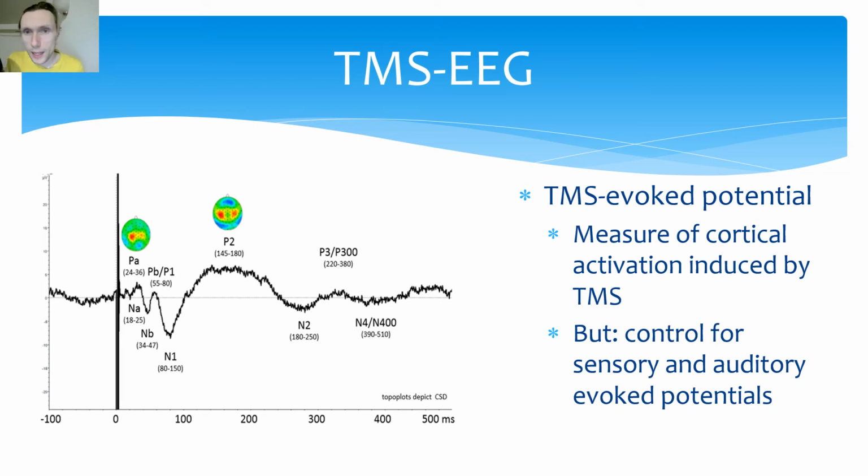or just the tap on the head. The sound can be imitated quite well. The tap on the head is hard to imitate. There are not very good controls for that right now, so that's a little bit tricky to get rid of. And when you measure these control signals, you can subtract them from this TMS-EEG signal, and then you will have basically the true TMS-EEG signal.